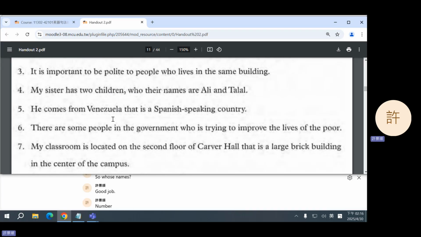Number 5. He comes from Venezuela, that is a Spanish-speaking country. See anything wrong? How many Venezuelas are there? Only one, right? So, okay, so if you don't know, in Chinese, this is Venezuela. So there's only one. So no matter what this is, it should not change the meaning of Venezuela. So this should be extra information. Currently, is it extra information? Does the grammar say that it is extra information? Or does it say that it is essential information?